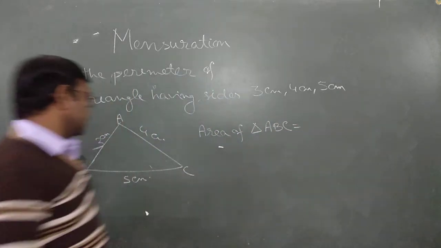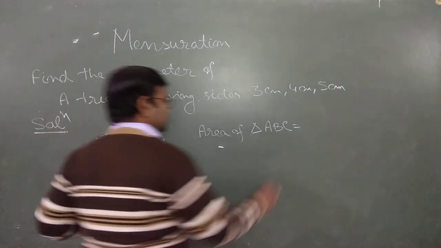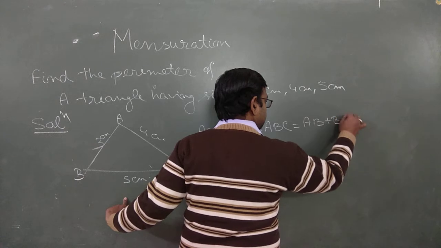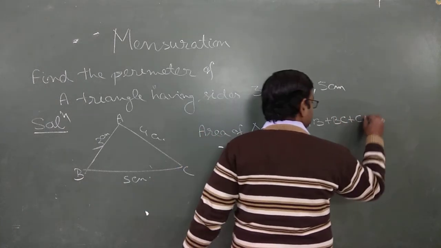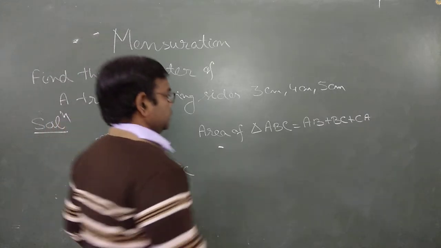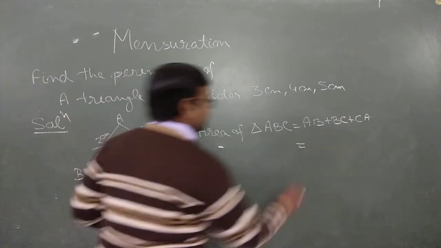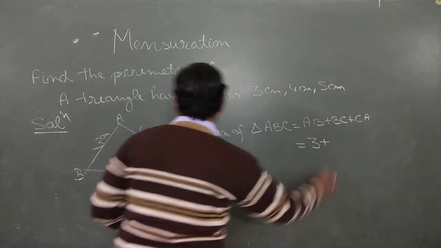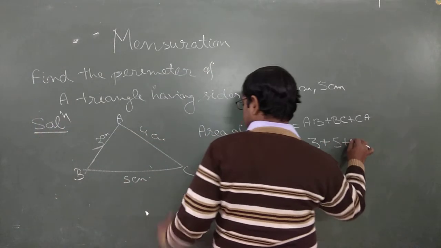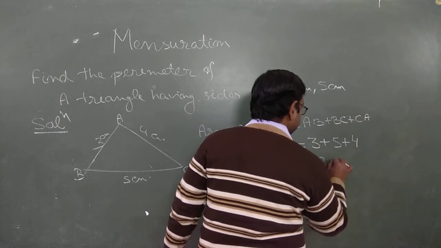What do we know? In this case, we don't have a formula because the sides are different. So simply write down AB plus BC plus CA. Clear? AB, BC and CA. So what is AB? AB is your 3 centimeter plus BC 5 centimeter plus CA 4 centimeter. It's 3, 5, 8, 12 centimeter.